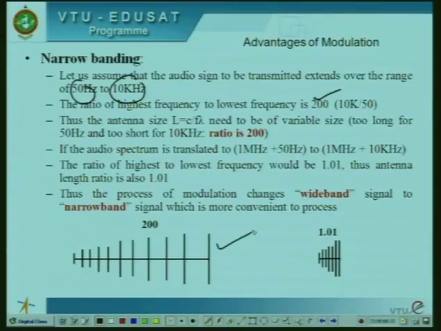Now the lowest length, the smallest element that you find in an antenna, is able to receive a 10 kilohertz signal, and the longest element on the antenna is able to receive a 50 hertz signal. So you need to have multiple elements on an antenna to receive all the signals from 50 hertz to 10 kilohertz.